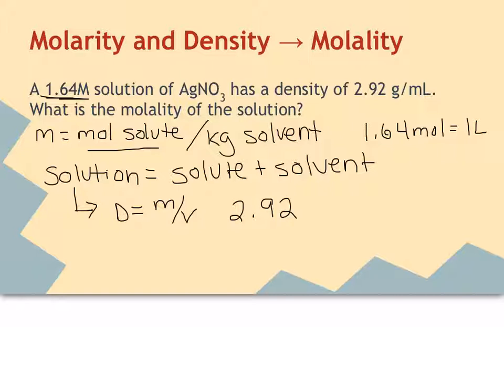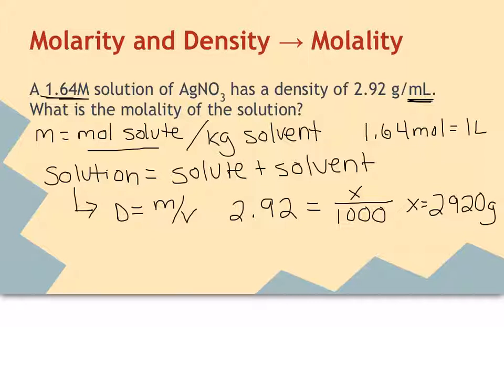So we know we have 2.92 as our density. And we don't know the mass, so I'm going to call that X, but we do know the volume of the solution. It's 1 liter. I need to take that out of liters because the density is in milliliters, so I'm going to put 1,000. So right there, I can find X really simply. I just do 1,000 times 2.92, and I end up with X equals 2,920 grams. So now I have found the mass of the solution.